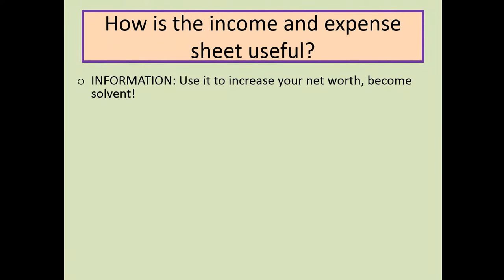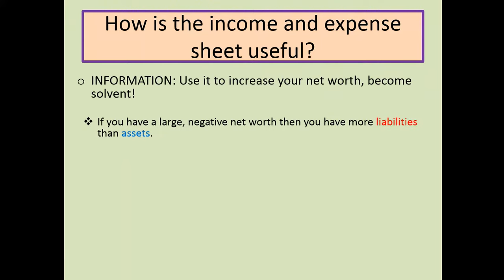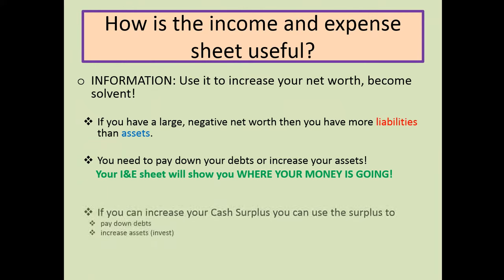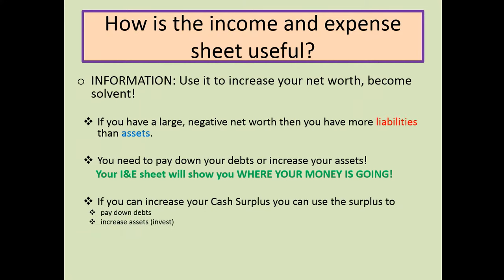So we use the income and expense sheet for information, right? If you have a large negative net worth, then you have more liabilities than assets. You might want to correct that. The way you need to do this is you need to pay down your debts in order to increase your assets, or at least your net assets minus liabilities. And so the I&E sheet is going to show you where your money is going. If you can increase that cash surplus, then you can pay down debts, you can increase your investments and assets, and you can affect your net worth.